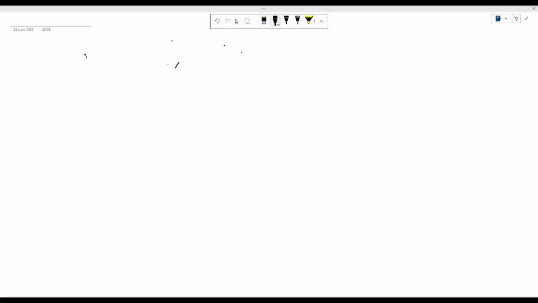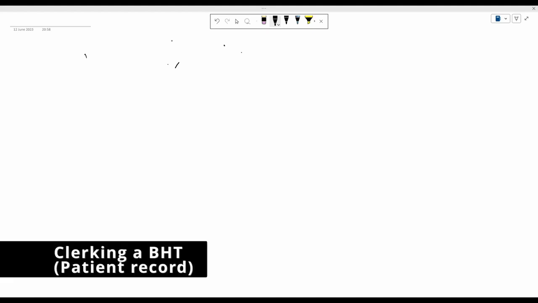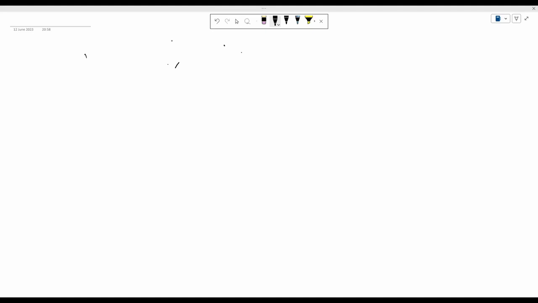So today we are going to talk about clerking, because clerking is one important thing where doctors have to do it perfectly, so you have to train it from the beginning, like from your internship.